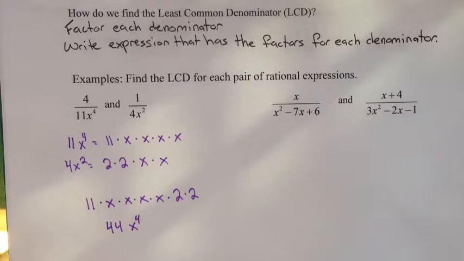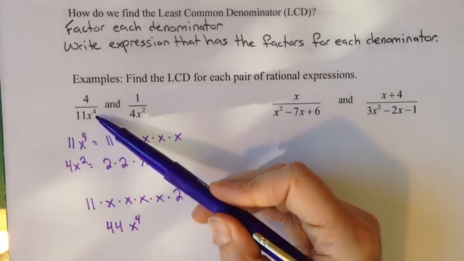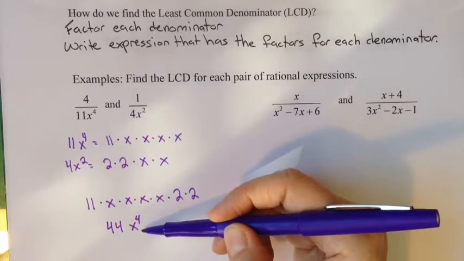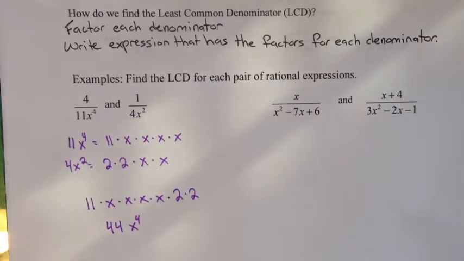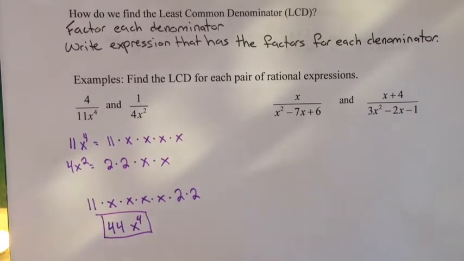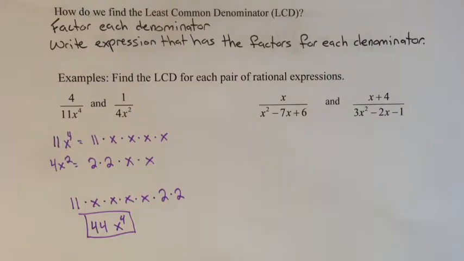Whatever the highest power is on a particular variable between your denominators is going to be the power that you end up with on that variable in your least common denominator. So here I had an x to the fourth and an x squared. 4 is the highest power, so I know I'm going to end up with an x to the fourth in my least common denominator. So finally, my least common denominator here is 44x to the fourth. Now let's take a look at my second example.